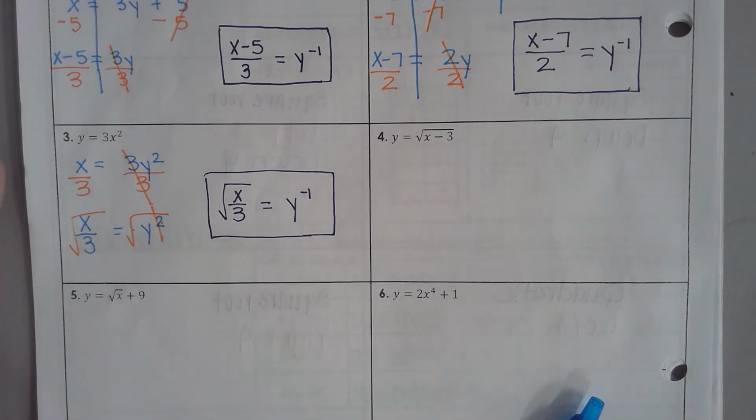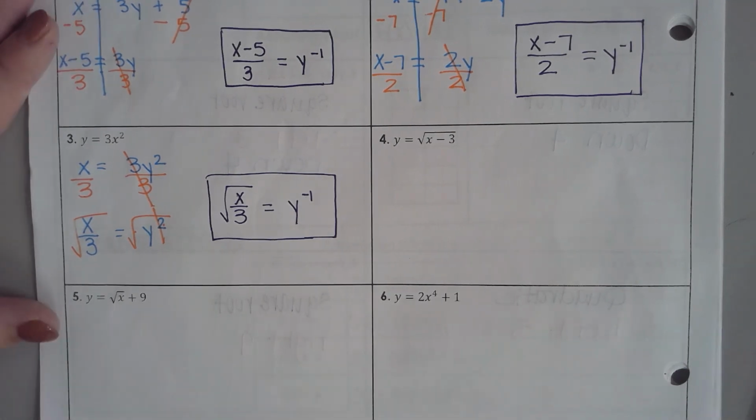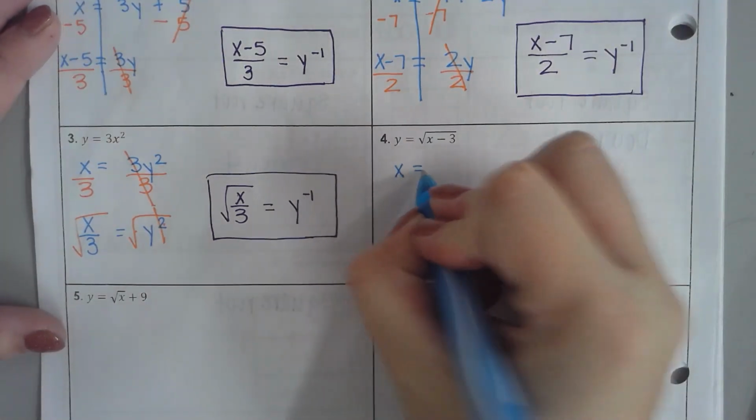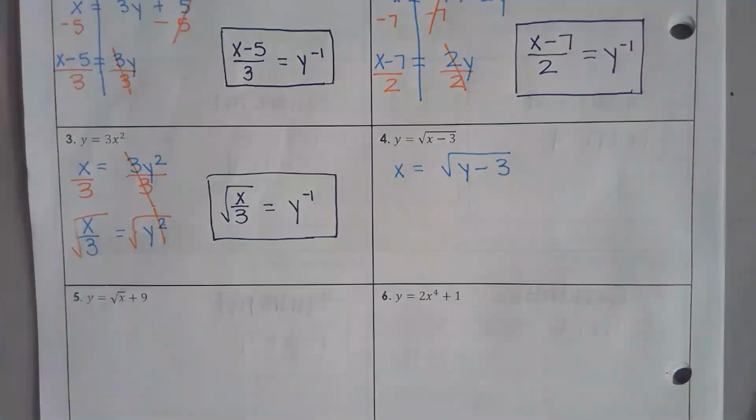Alright, number 4. We have y equals the square root of x minus 3. So start out by switching your x and your y. Inverses, x's and y's are switched. x equals the square root of y minus 3. Similar to the last type of problem I gave you on the board.